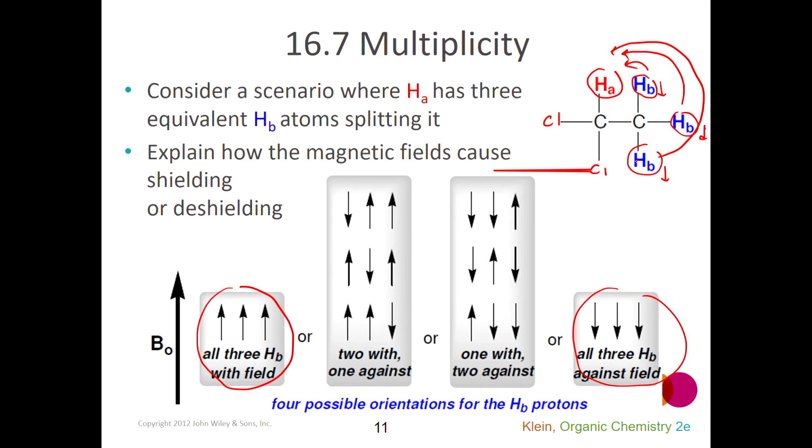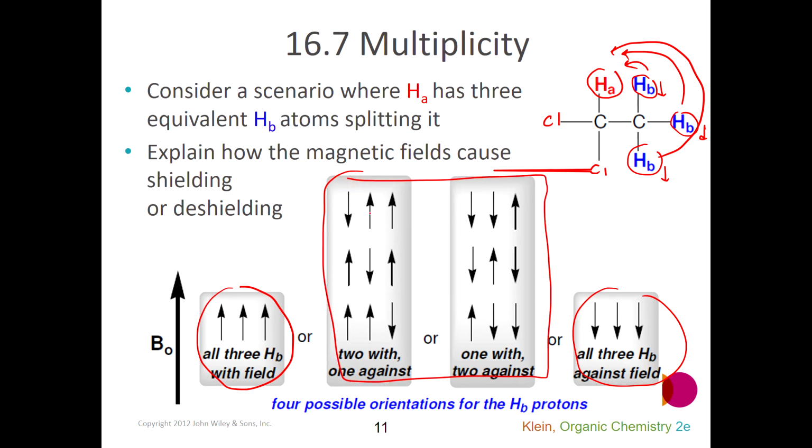And then every combination occurs. It's just totally random. So in any given molecule, whether or not each of these hydrogen Bs is aligned against or with the magnetic field, it's just random. So there's plenty of opportunity for two to be aligned against and one with, or two to be aligned with and one against. And so that's all these scenarios here.